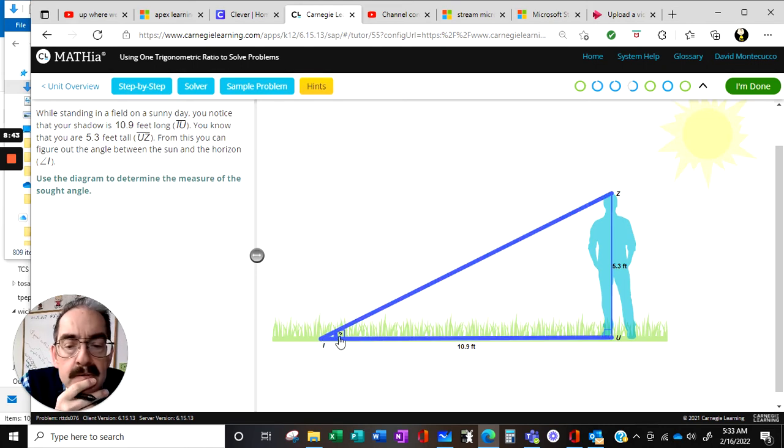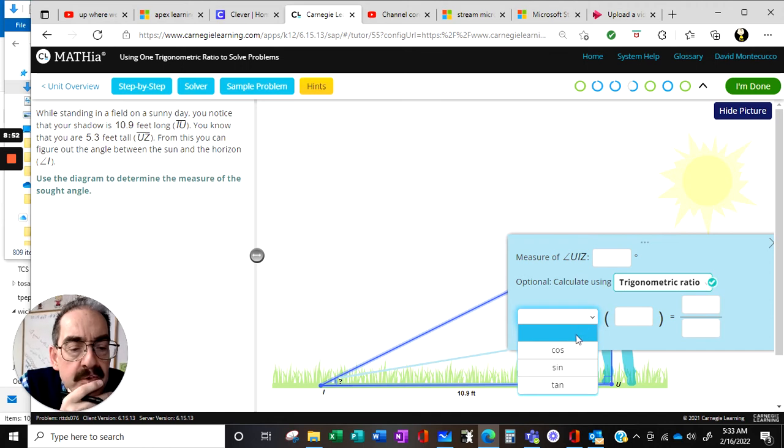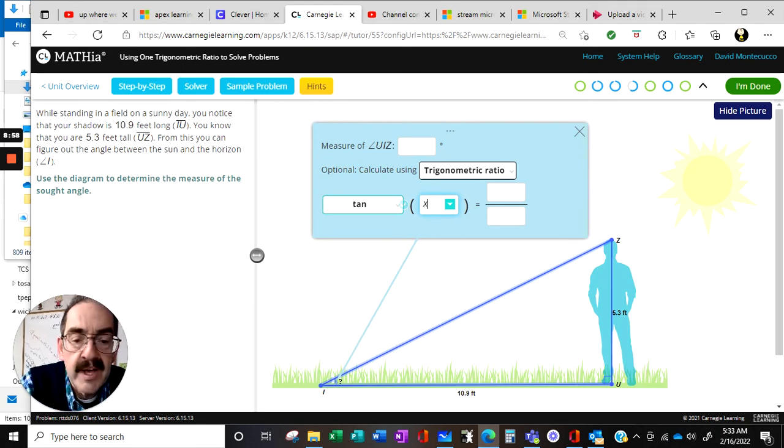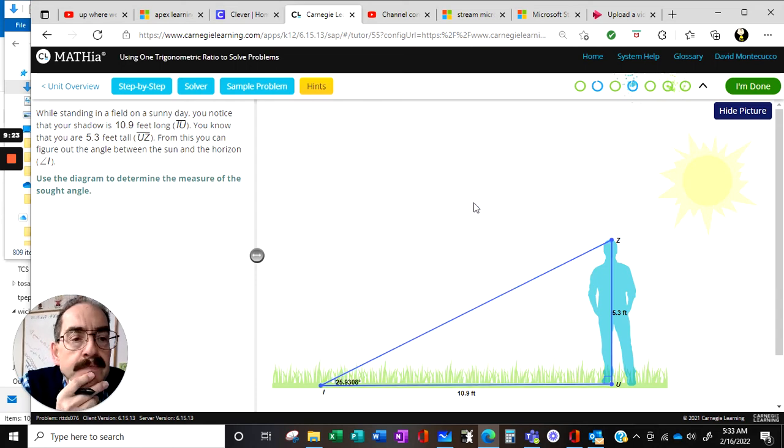Know this angle. Okay, so now, calculate an angle. Calculate using a trigonometric function. We're going to use tangent. And the tangent of x equals 5.3 over 10.9, arctan. How do we do arctan? 5.3 divided by 10.9. Yeah, arctan. This is a big one, isn't it?